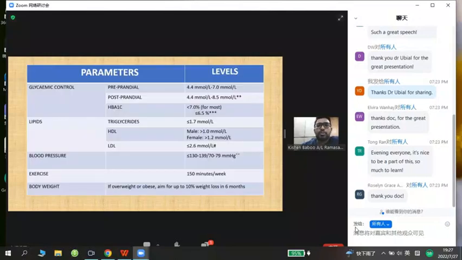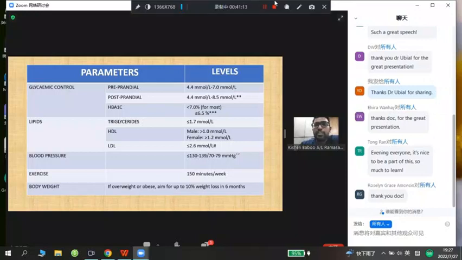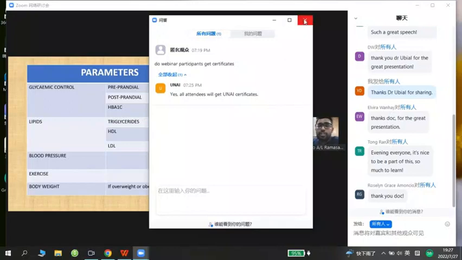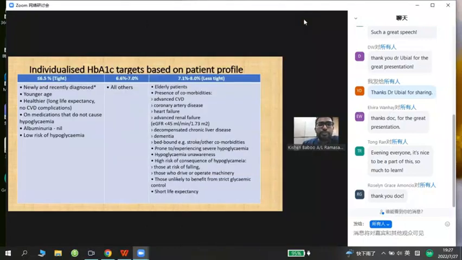So when it comes to your parameters of glucose control, your glucose, your lipids, and blood pressure should be within this given range. If any of this is uncontrolled, you will eventually lead to metabolic syndrome, where you start to develop diabetes, hypertension, heart disease, and also stroke. So this is an individual HbA1c, which you are supposed to control given a patient's profile. Usually you can take HbA1c as standard to see how good their control is.